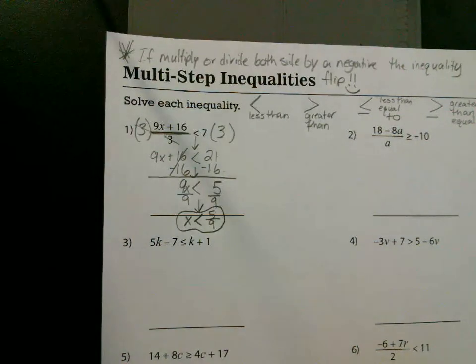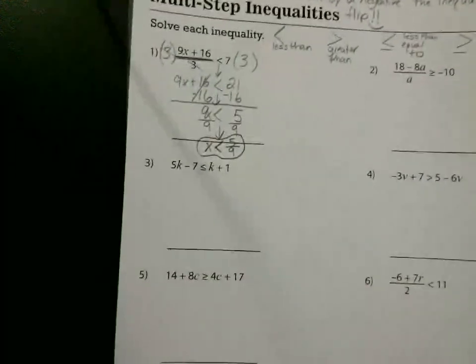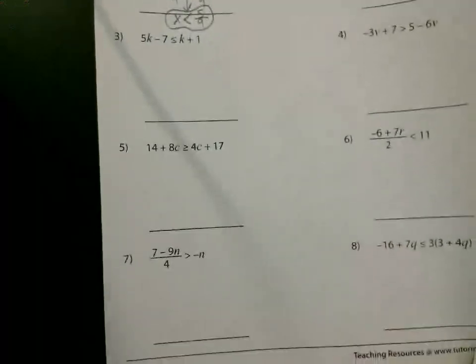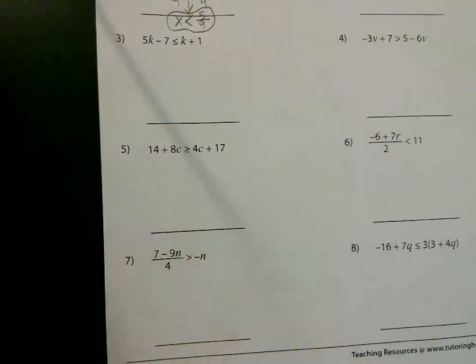Let's do one that's similar to that. Number 2 is a little bit different. Let's go down and do number 7. Number 7, you would work out just like you worked out number 1. So I want you to take the time to do number 7, please. Okay? See if you can do 7 on your own.